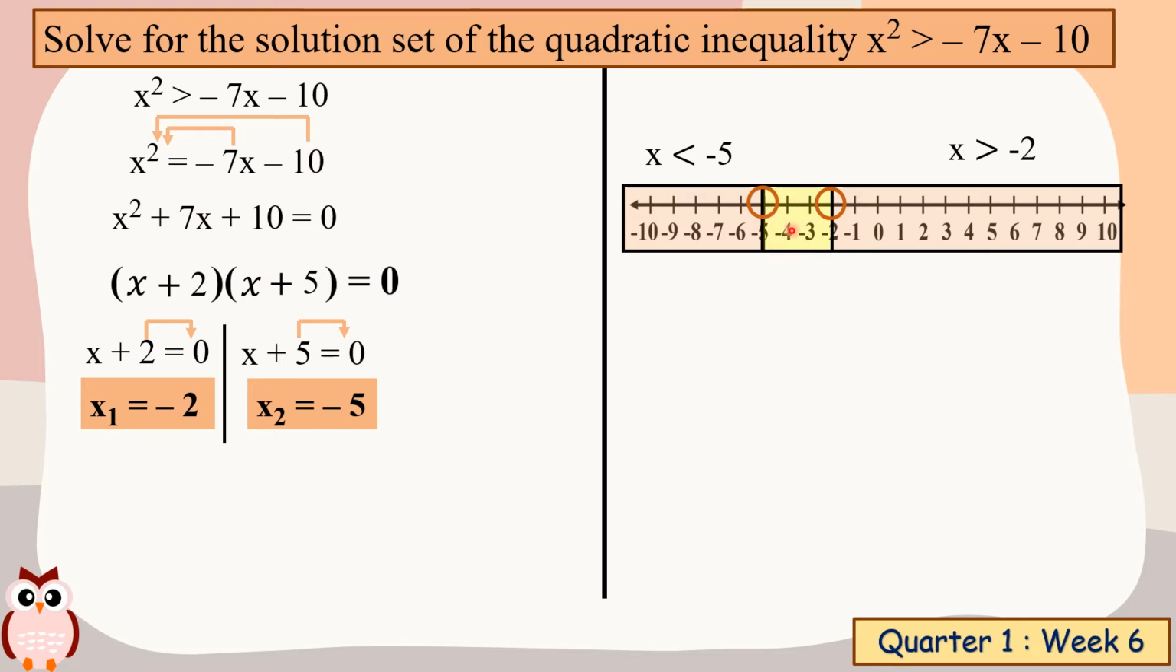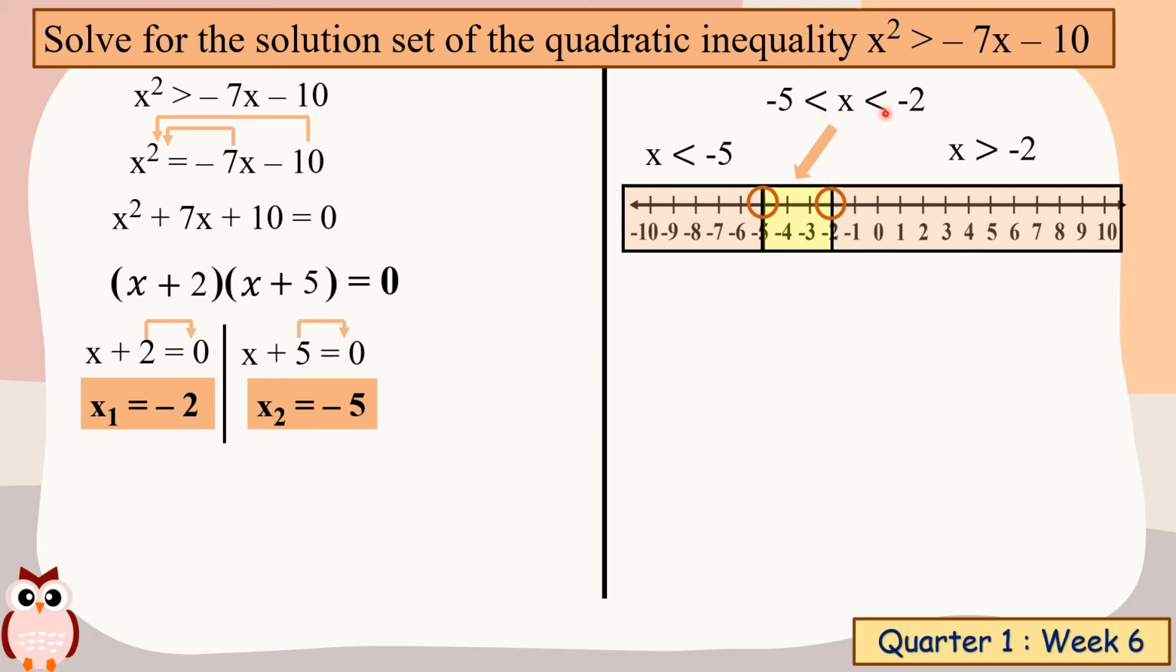Then as you can see, ito pong nasa center natin, or yung nandito sa middle natin na shaded region, which is shaded in yellow, we can conclude that these are the values of x that are less than negative 2 but greater than negative 5. So if we're going to write the inequality of the middle shaded part of our graph, it can be written now in this form.